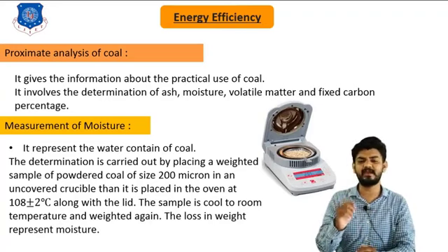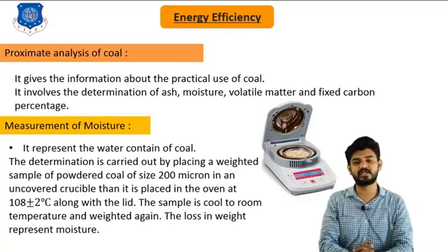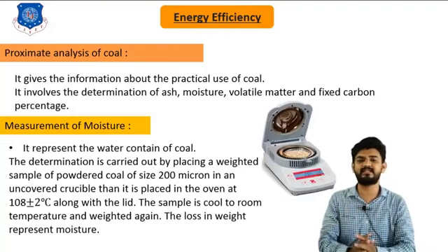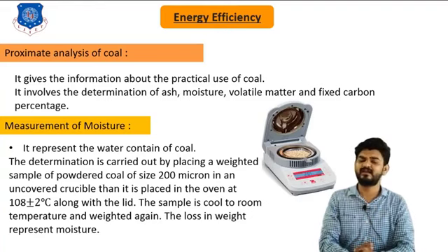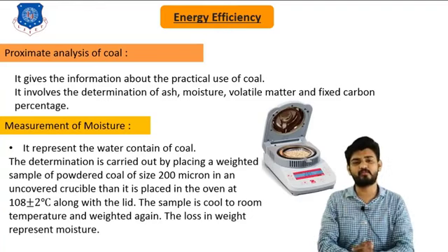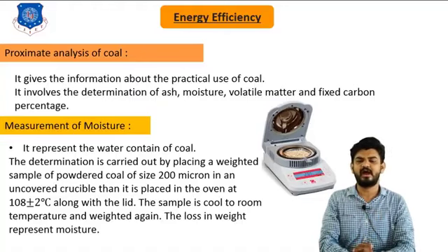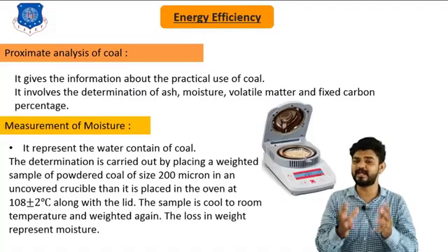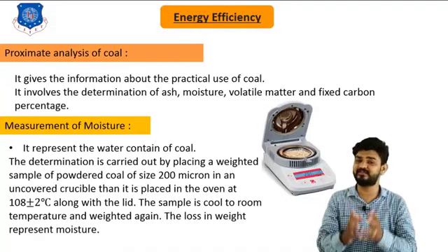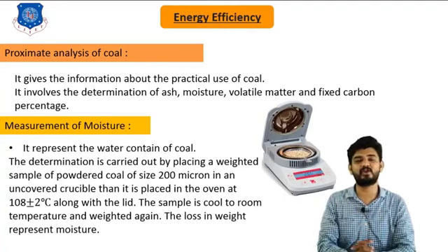Here in this image, you can see one typical instrument that is used to measure the moisture content. It contains a crucible in the shape of a cylinder or dish in the center, where we place the sample of coal and cover it with its cover. After a certain time, we will get a digital display of how much the moisture content of this particular sample is. So this was all about the measurement of moisture.